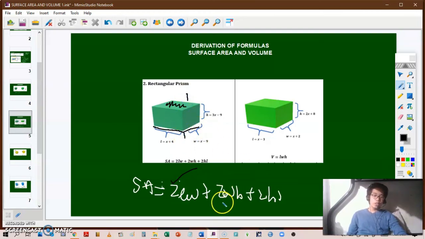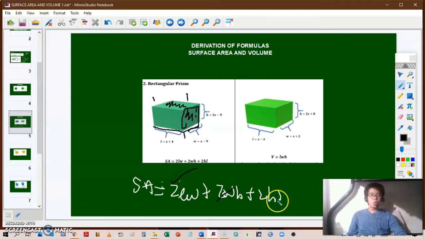Then where did we get the 2 times width times height? If we have here a width and then a height, so that's the width and the height here, and if this is one face, then it has another parallel face at the back. So that's where we got 2 width times height.